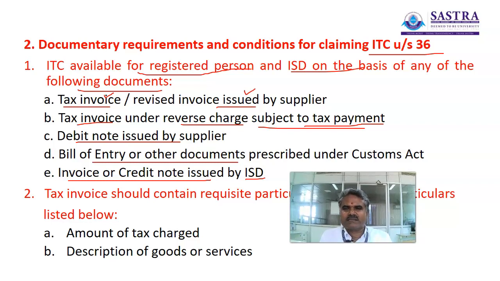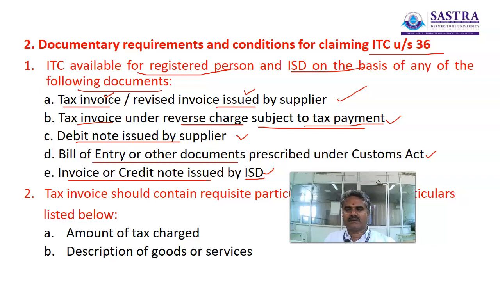So one is tax invoice or revised invoice issued by the supplier. Number 2 is tax invoice under reverse charge subject to tax payment. Then debit note issued by supplier, bill of entry or other documents prescribed under the Customs Act, and invoice or credit note issued by ISD. So all the 5 documents are very important.